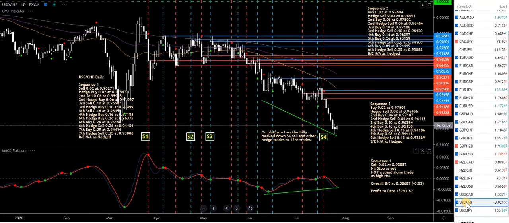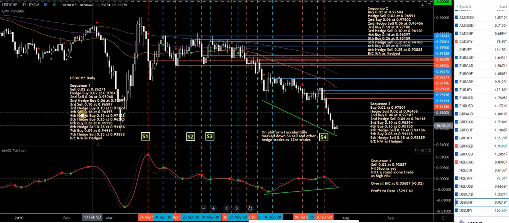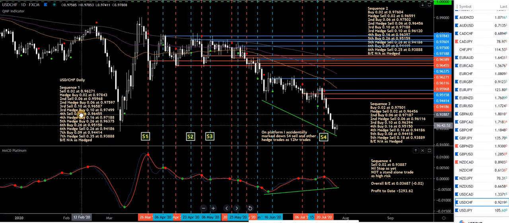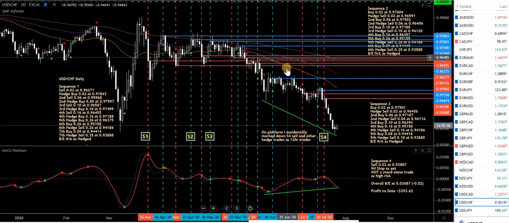USD Swiss Franc, this is my other problem pair, other than the pound New Zealand. This is the other one that's caused me grief. The problem is I'm stuck in multiple sequences and they're all basically in the same direction. Trend's going down, it's a bit hard to see.